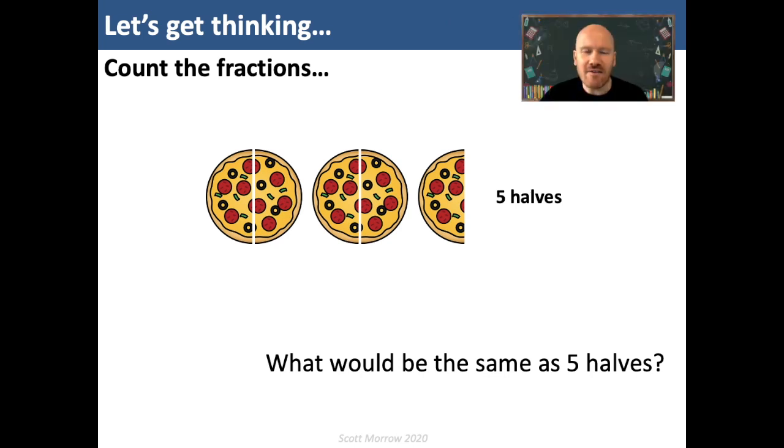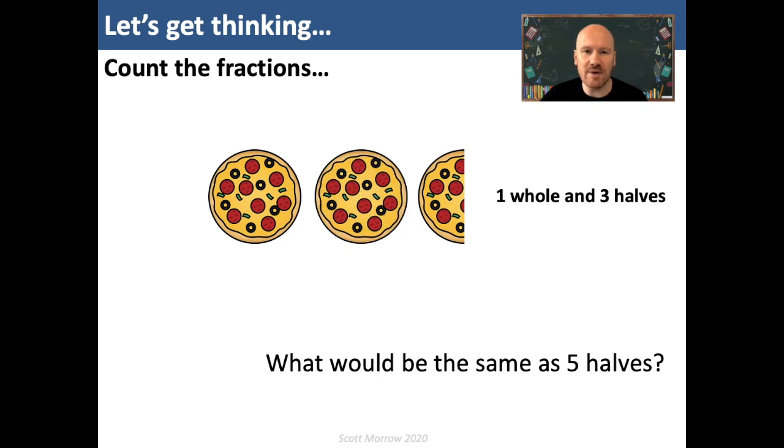Instead of having 5 half pizzas, we could put 2 of those halves together to make one whole pizza. So now we've got one whole pizza and 3 halves, which is the same as the 5 halves we started with. Or we could take the next 2 half pizzas and again put them together to form one whole pizza. So we've got 2 whole pizzas and 1 half, which is exactly the same as the 5 half pizzas that we started with.